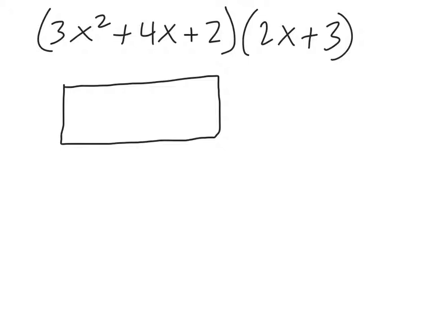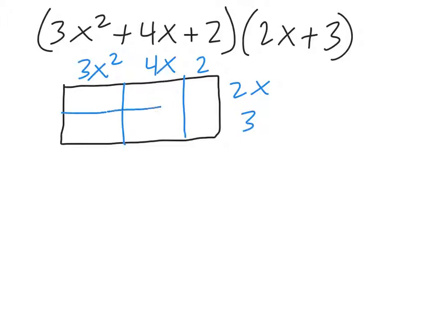And we should have 3x squared, 4x and 2, and 2x and 3. And so we break it up. And we have a rectangle like we did before. And then we multiply these things.